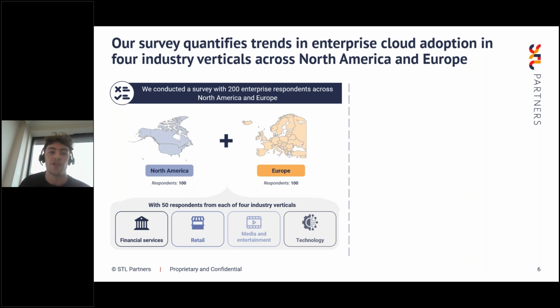CIOs at the organizations responsible for decisions on infrastructure might need to become a bit more cloud smart rather than cloud first. So we had an even distribution of respondents from the 4 industry verticals, which were financial services, retail, media and entertainment, and technology.